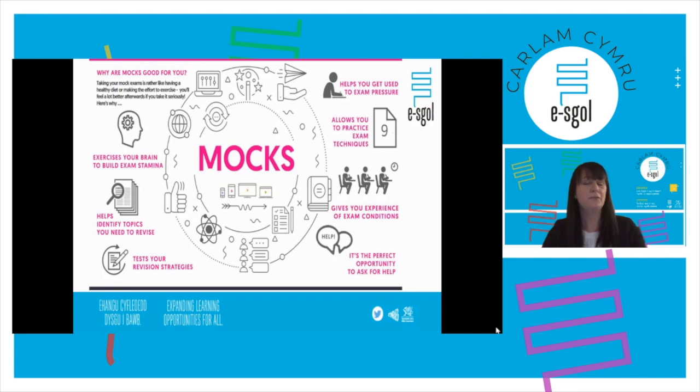It's also the perfect opportunity to ask for help if there's anything that you don't understand. It can test your revision strategies that you might have been using to see what works and what doesn't. And it also helps you to identify topics that you might need to do a little bit more revision in. But the main thing is it exercises your brain and it helps to build exam stamina, which is really, really important in the run-up to your exams in the summer.